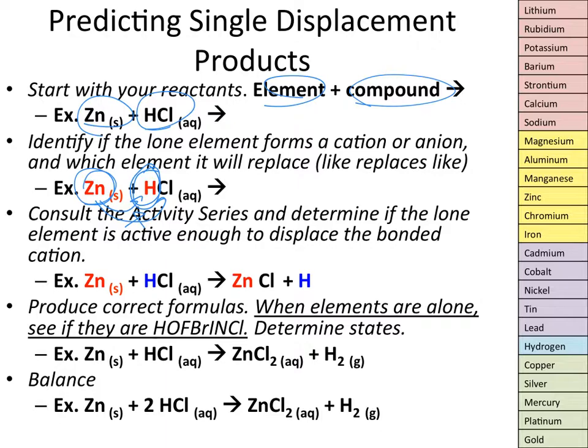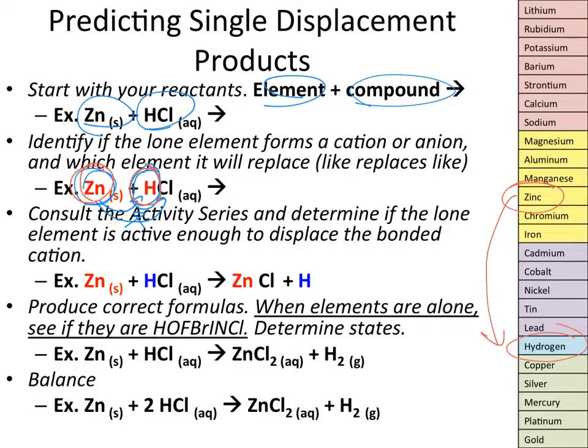Now, in this case, we have to refer back to our activity series and see if this is going to happen. Remember that for zinc to displace this cation, it has to be higher on the activity series than the ion it's trying to displace. So when we look at it, we can see that we have zinc over here, and it's trying to displace hydrogen, which is over here. So zinc can actually force its electrons onto hydrogen, and so this reaction will happen.